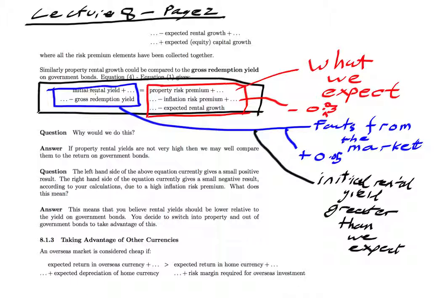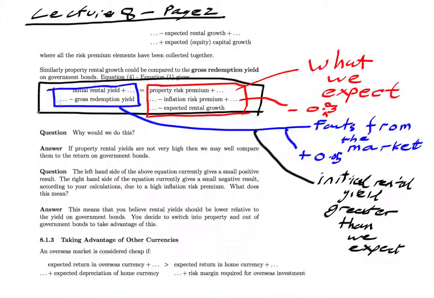So we're getting more money than we expect from property. This stuff on the right hand side is what we expect. This is the truth. Or you could argue it's the other way around. Bonds aren't giving us as much as we expect. This gross redemption yield is smaller than we expect. Either way, what it means is that property is looking more attractive than bonds compared to what we expect.